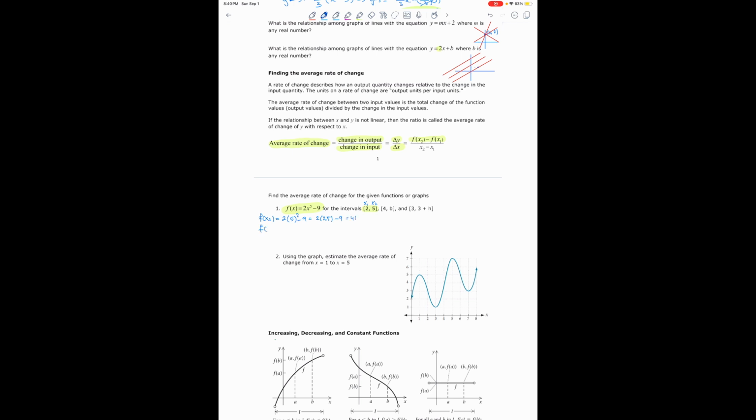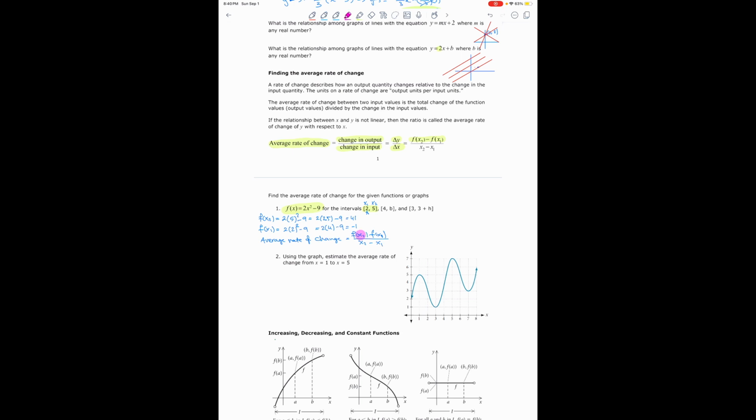And now I'm going to find f of x1, which is basically replacing x with the 2. So 2 times 2 squared minus 9, which is equal to 2 times 4 minus 9. That is 8 minus 9, which is negative 1. So now that I found f of x2 and f of x1, I can apply the formula. I'm going to say the average rate of change equals f of x2 minus f of x1 divided by x2 minus x1.